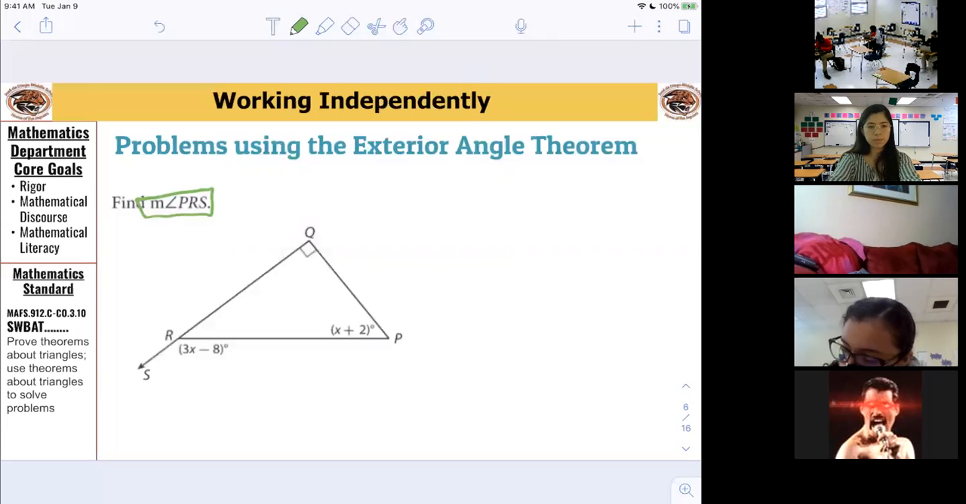Sorry about that, miss. It kicked me out. Okay. What are we doing? So you're working on this problem independently. Your goal is to find the measure of angle PRS.